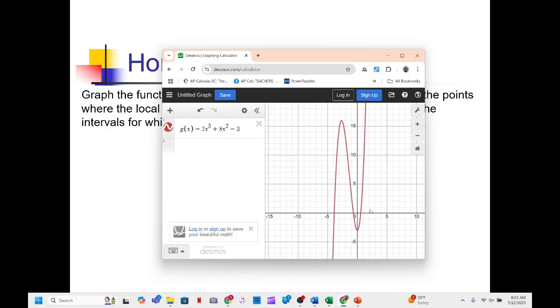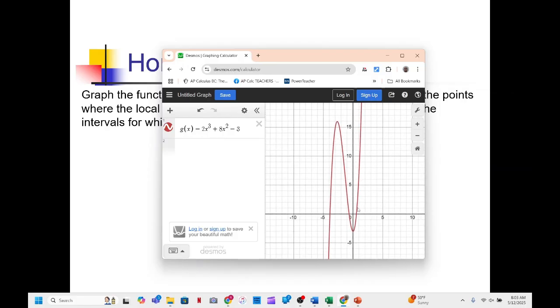There we go. So based on what I know with turnarounds, I know that I'm going to have at most one less turnaround than the degree. This is third power, so I'm expecting 2 turnarounds, and here they are. Since it's third power, I'm also expecting at most 3 x-intercepts, and here they are. So this tells me that I see everything I need to see on the picture.